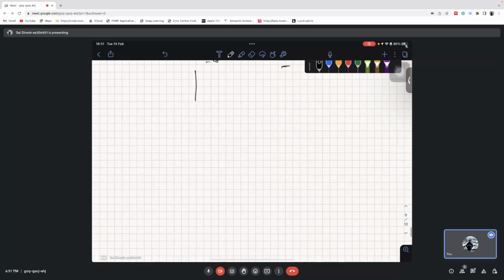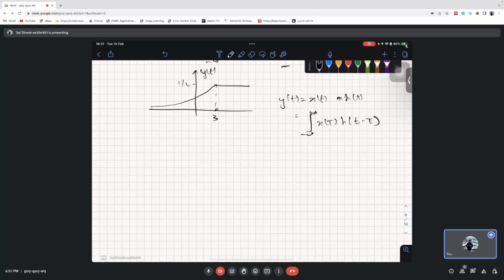So finally y of t is expressed as, it grows until 3 and then it becomes flat. So this is the convolution. y of t is equal to x of t convolved with h of t, which is equal to the integral from minus infinity to infinity of x of tau h of t minus tau d tau.